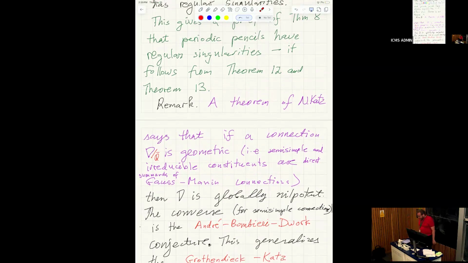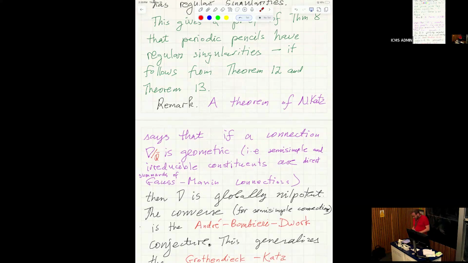So Katz's theorem says, the reason he was actually interested in it is Hodge theory. There is a notion of geometric flat connection. It's a flat connection that occurs as a direct summand in a Gauss-Manin connection for a family of projective varieties. If you have a family of smooth projective varieties over some base, then the cohomology bundle carries a flat connection, which is called the Gauss-Manin connection.